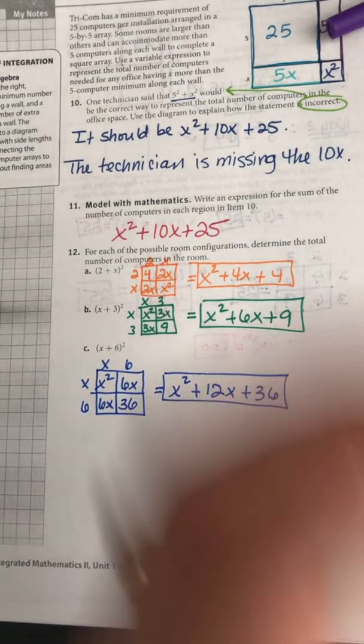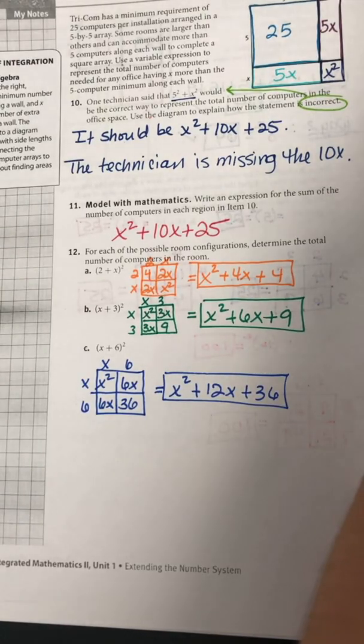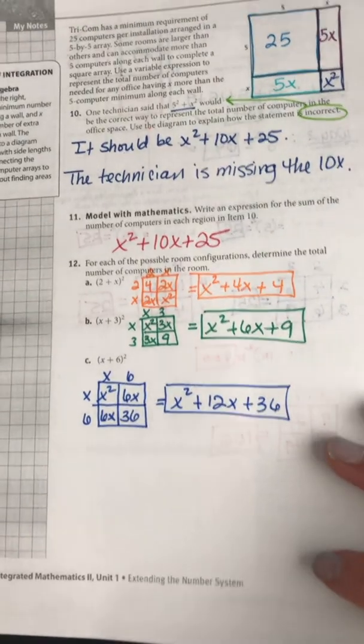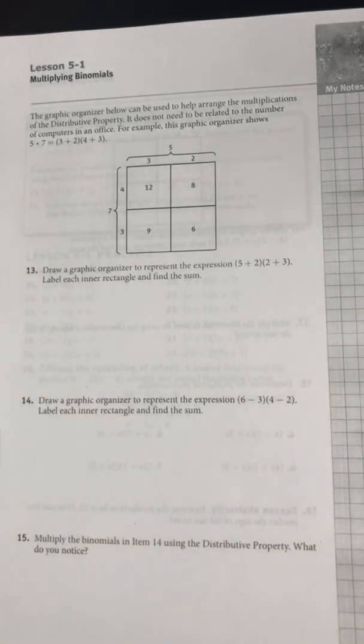So it's funny how we're still using those adding skills that we learned a couple lessons ago. All right, next page. Page 63. The graphic organizer below can be used to help arrange the multiplications of the distributive property. It does not need to be related to the number of computers in an office.